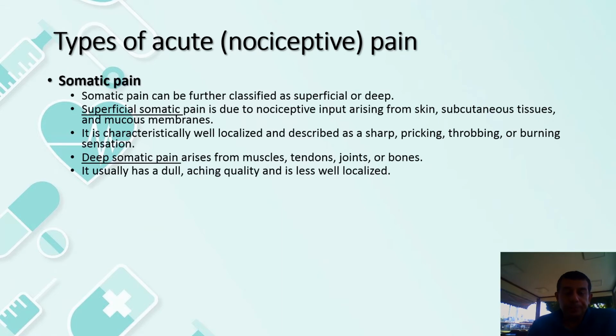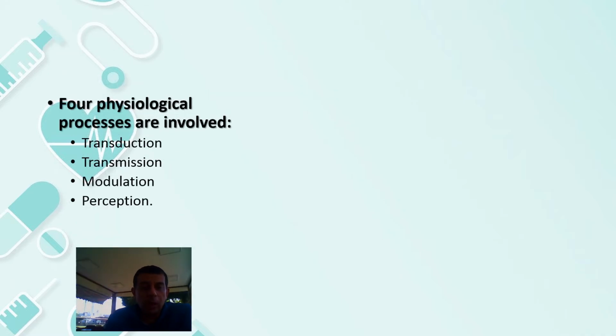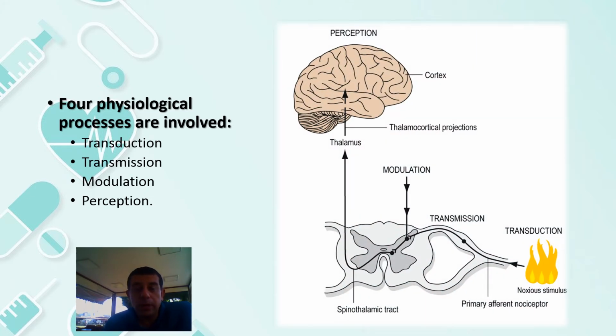Types of acute pain can be classified as somatic pain, which may be superficial or deep, or visceral pain that results from disease or abnormal function in an internal organ of the body. Four physiological processes are involved in the pain process. This diagram shows the four processes: transduction, the initiation of pain from stimuli, then the transmission of this stimulus through the nerve fibers, then the reception and perception of the pain in the brain, and finally modulation, a process that can make us feel pain more or less, and this occurs through all this pathway.